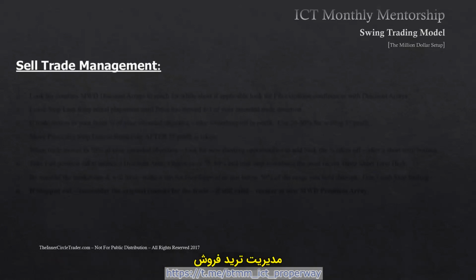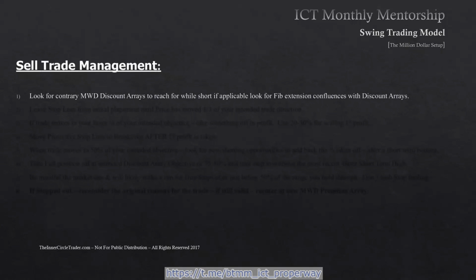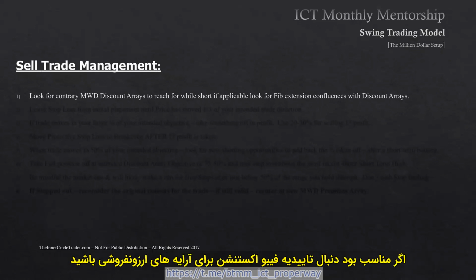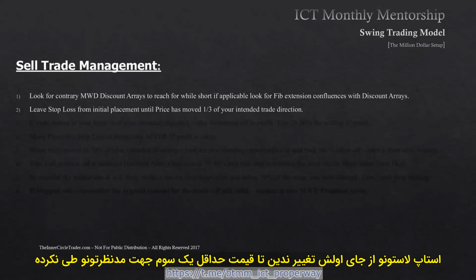Sell trade management. Look for contrary monthly, weekly, daily discount arrays to reach for while short. If applicable, look for fib extension confluences for discount arrays. Leave stop loss from initial placement until price has moved 1/3 of your intended trade direction.